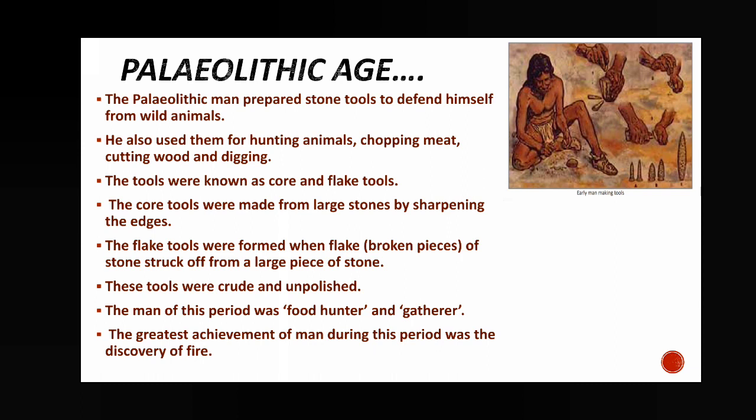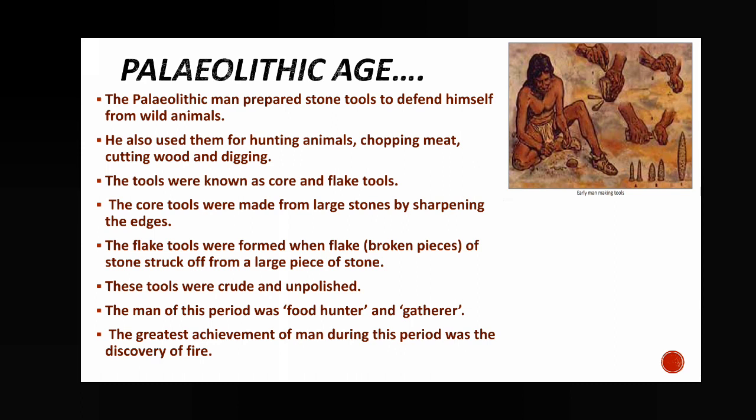Next, the man of this period was a food hunter and gatherer. Food hunter means they were hunting animals, and gatherer means they were going to the forest and collecting the fruits, the things which are eatable from the forest. That's why they were called food gatherers. The greatest achievement of man during this period was the discovery of fire. Discovery of which thing? Fire. It was the greatest achievement.